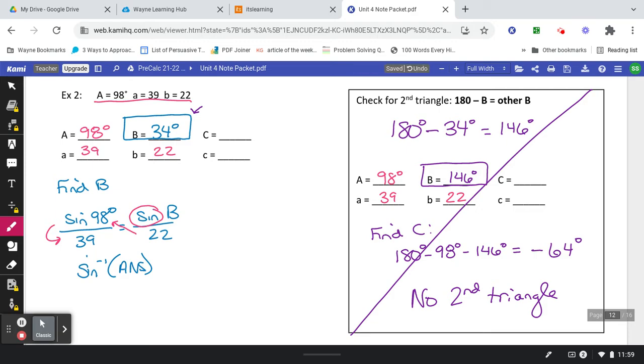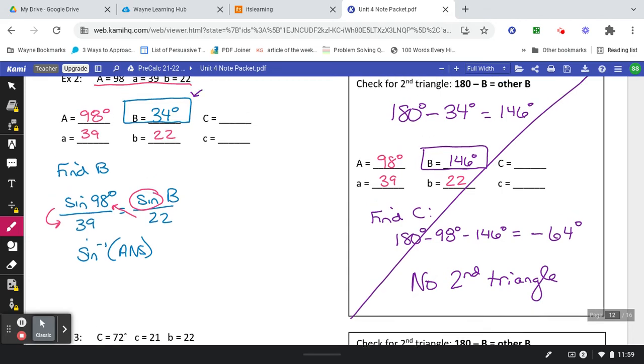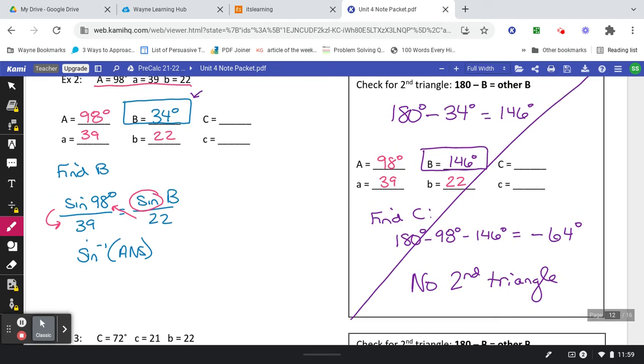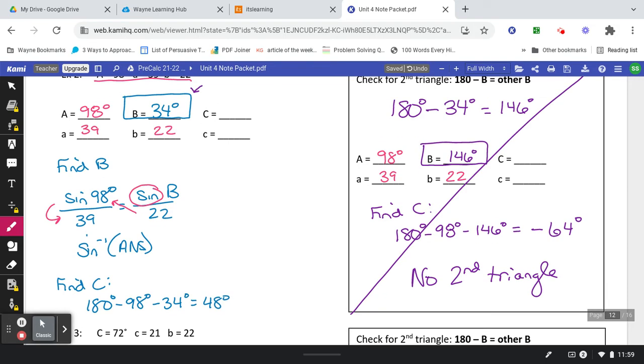All right, so then we'll make our way back to our first triangle, our only triangle, and we'll finish up from here. I'm going to next find C, angle C. 180 minus 98 minus 34. That gets us 48 degrees. And that's not a negative number, so I know I'm good. 48 degrees right there.